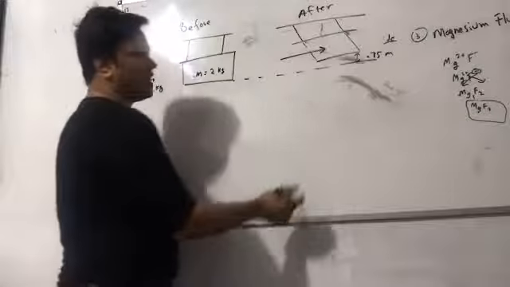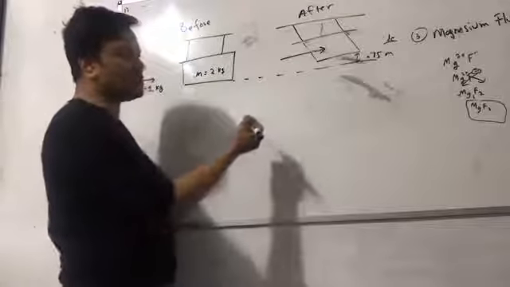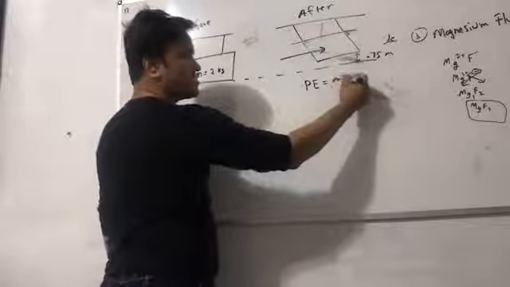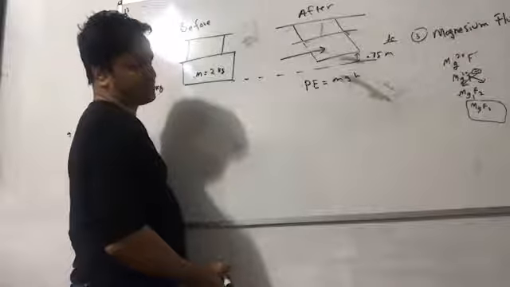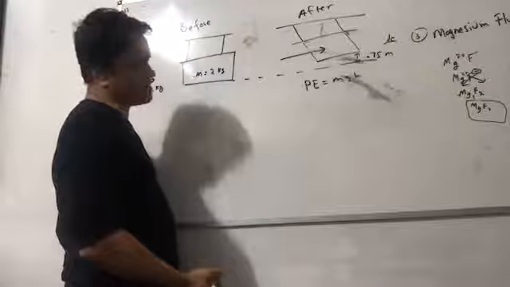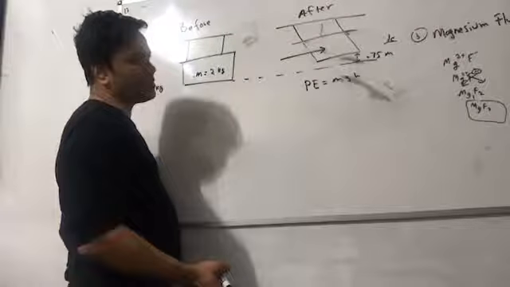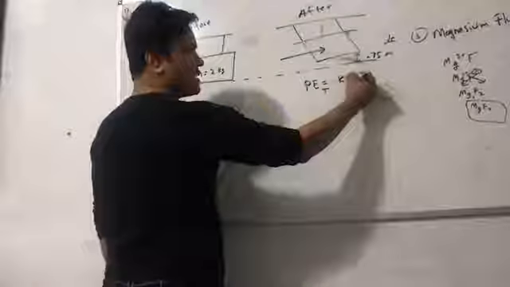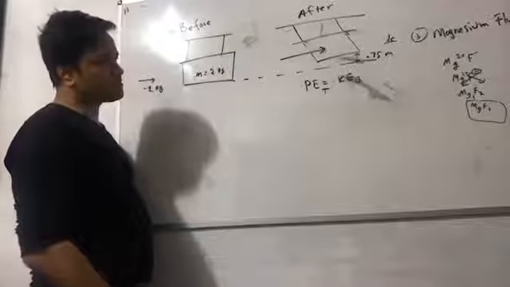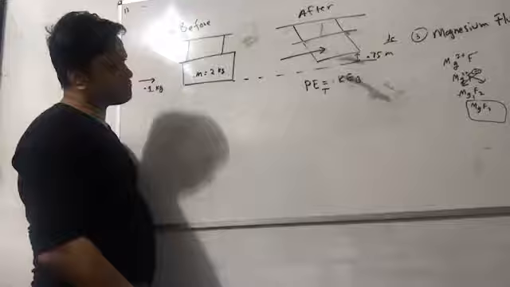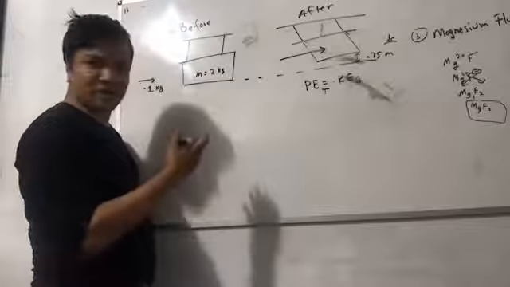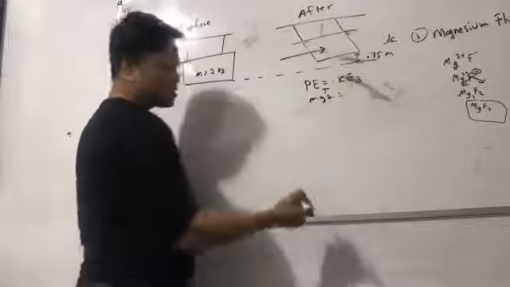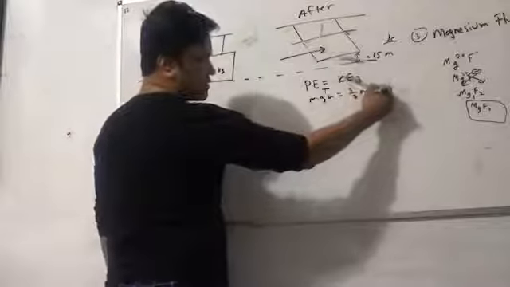Okay, let's do it. Let's first find the potential energy. Potential energy is mgh. Or what you can do is write potential energy at the top is equal to kinetic energy at the bottom. A very useful tool to solve the problem. So potential energy at the top, mgh, is equal to kinetic energy at the bottom, half mv squared.